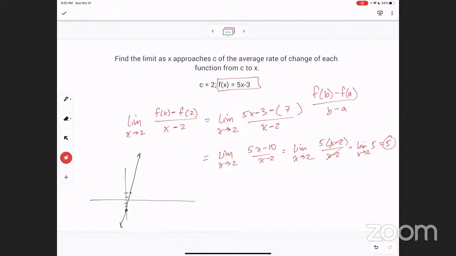Now, if it was a quadratic, it wouldn't be quite so simple. If it was a quadratic equation, the average rate of change depends on where you're starting and where you're finishing. You understand what I'm saying? If you have a parabola like this, if you're going from here to here, the average rate of change is the slope of that line. If you're going from here to here, the average rate of change is the slope of that line.